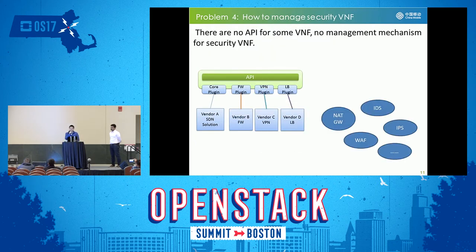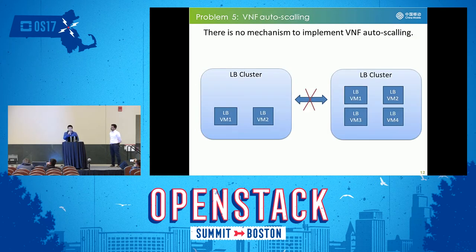The problem four is there are no APIs defined for the security appliance, for example, IDS, IPS, WAF, and so on. The problem five, there is no mechanism to support VM resource auto-scaling. For example, upstream Neutron can't support adding a load balancer VM or enhancing the capacity of a load balancer VM in a load balancer cluster automatically.